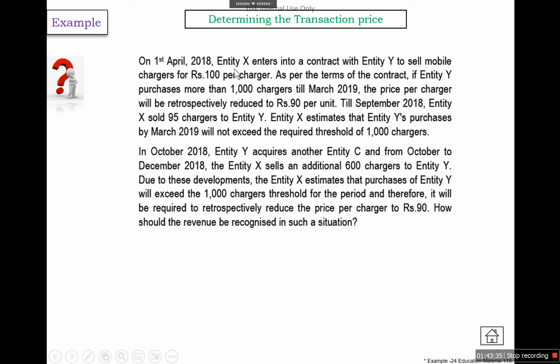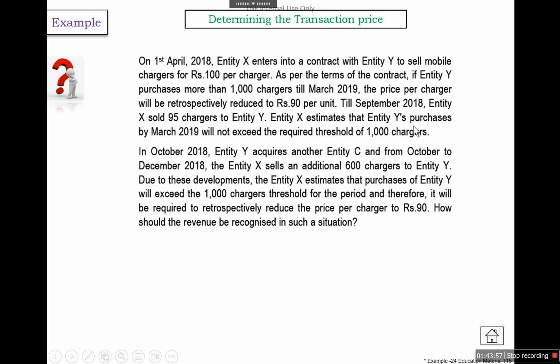On April 18, X Limited enters into a contract with Y to sell a mobile charger at 100 per charger. If the entity purchases more than 1,000, the price will be reduced to 90 rupees per unit. It will be reduced from 100 to 90. In September, the entity sold 95 chargers.